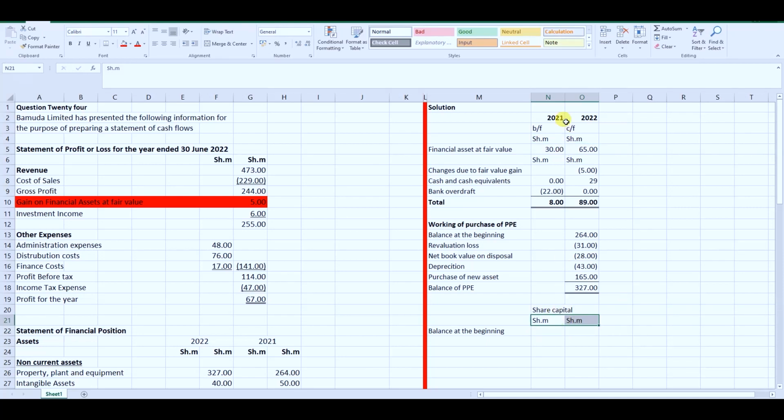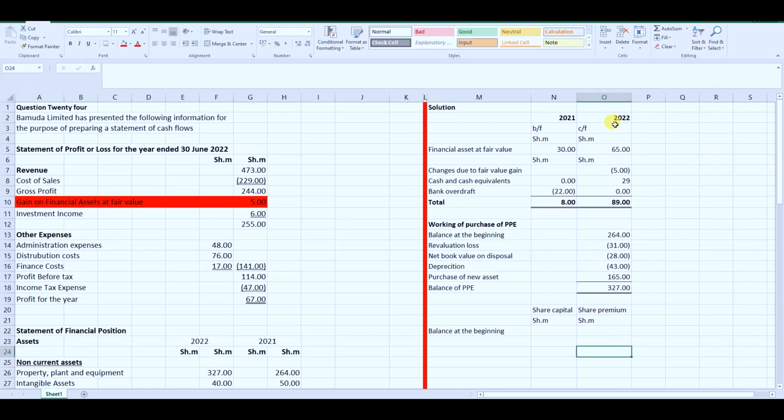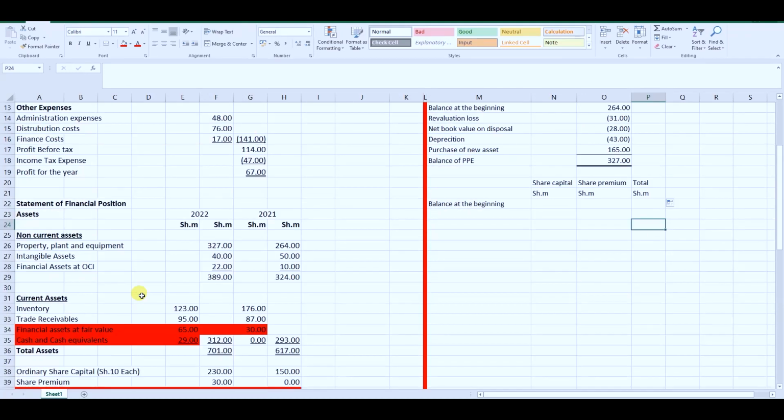Now we can say share capital relates to that part there. And then you're also talking about share premium, if any, over here. And then we have the total value given to us there. And these are in millions, so we do the same right here. So what is the balance at the beginning right there? The balance at the beginning given to us there is, let's see, down here.